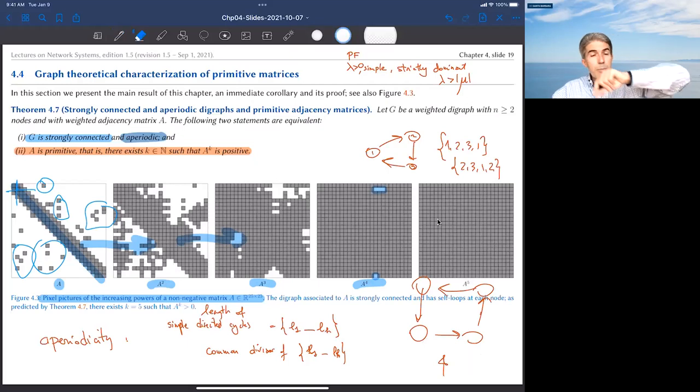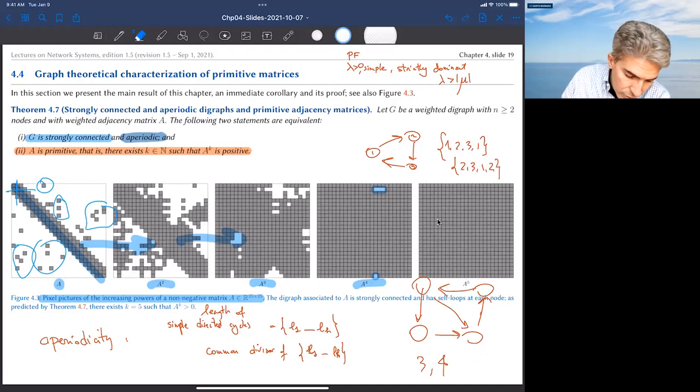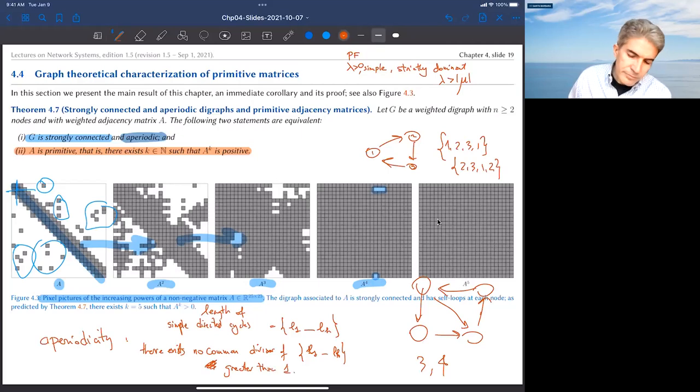So if there are periodic cycles only of length two, three, four, or five, whatever number, then you have a periodicity in the graph. But if you have directed cycles of length four and maybe of length three, for example, if I had an edge like that, now all of a sudden I have a length three, then the numbers three and four are relatively coprime. When you put them together, there is no common divisor greater than one. So aperiodicity means that there exists no common divisor greater than the number one. Okay, so this was in chapter three. That's the first intuition or elaboration of this theorem about strong connectivity and primitivity.